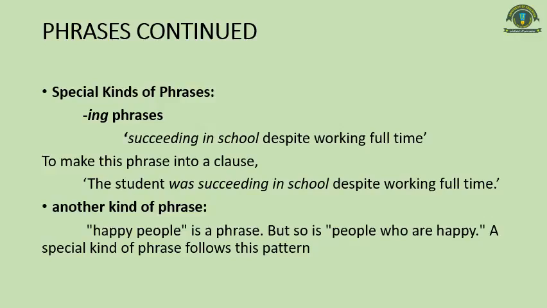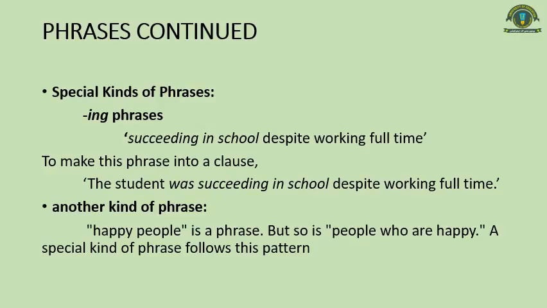When you look for verbs in sentences, remember that the ing form of a verb cannot be a verb all by itself. For example, succeeding in school despite working full-time is a phrase, not a clause. To make this phrase into a clause, we need to complete the verb by adding a form of the verb be. The student was succeeding in school despite working full-time. So we can make sure that an ing word is part of a main verb by checking to see if the ing word follows a form of the verb to be.